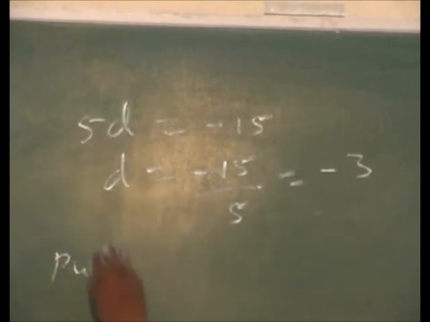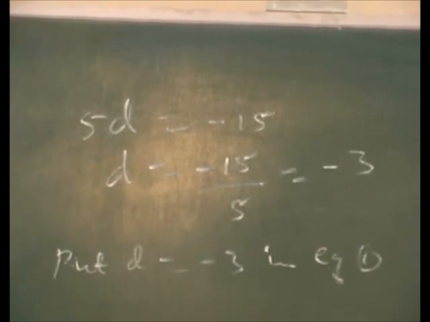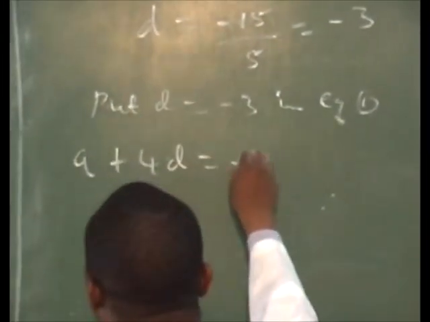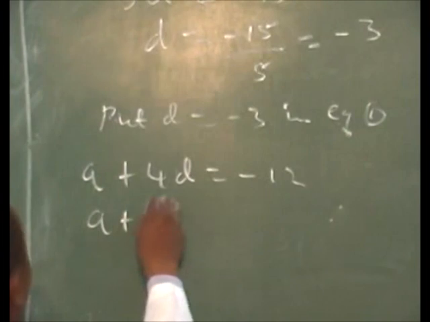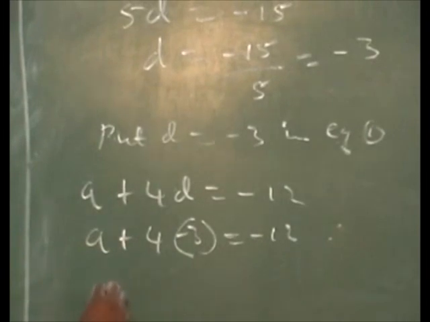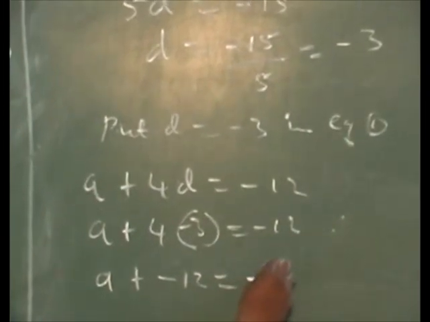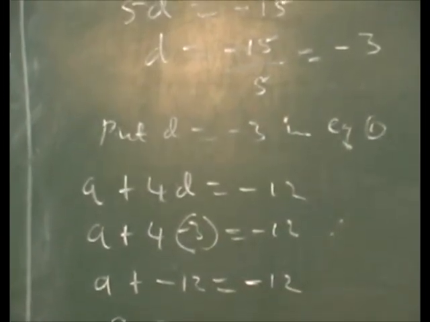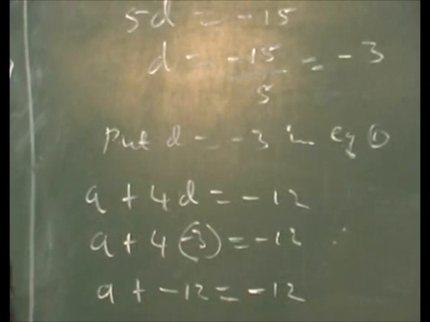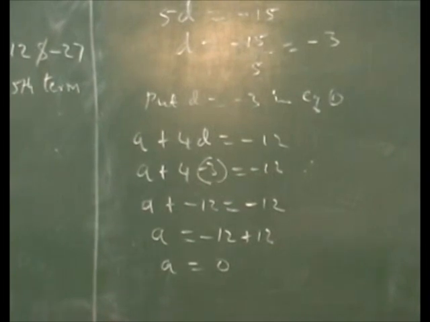Now I'm going to put d equal to minus 3 in equation 1. So a plus 4d is equal to minus 12, that is a plus 4 times minus 3 is equal to minus 12. So I have a plus minus 12 is equal to minus 12. So a is minus 12 plus 12, so a is equal to 0. It means that the first term starts from 0.